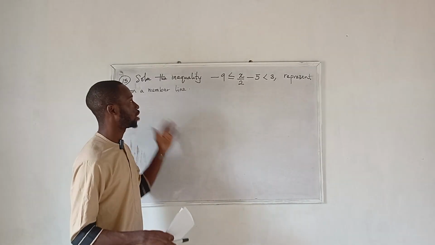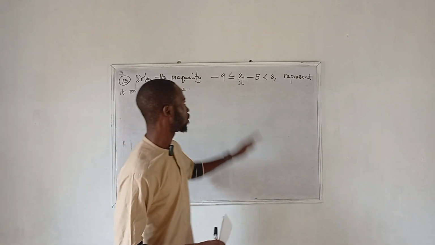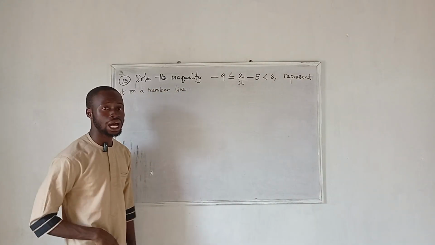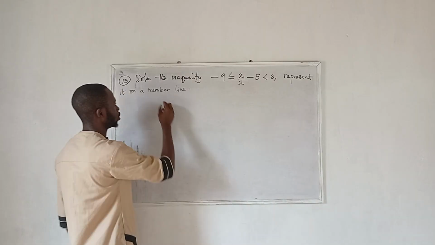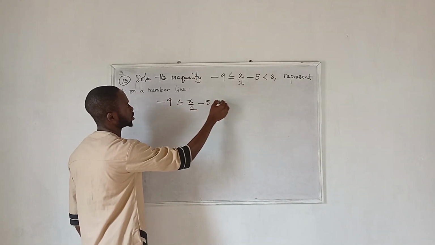For our next question, we have an inequality question, and this is a combined inequality because we have two inequalities in this particular question. So how do we solve? You're asked to solve and as well represent on a number line. That's going to be quite easy. We have minus 9 less than or equal to x over 2 minus 5 less than 3.